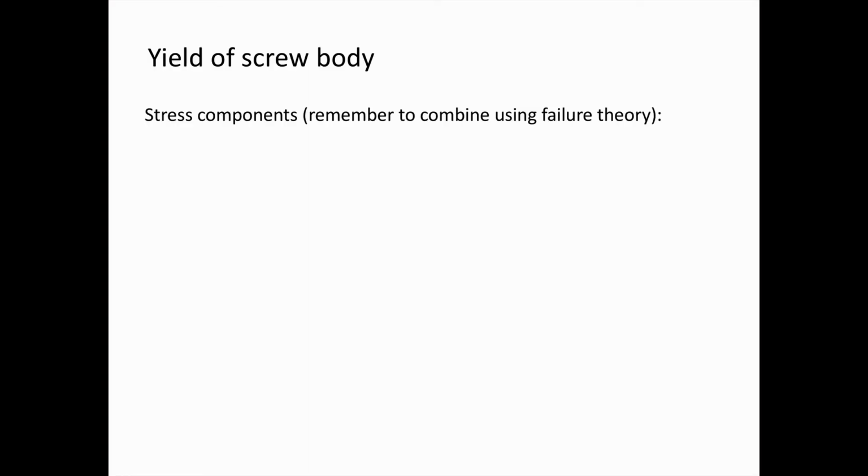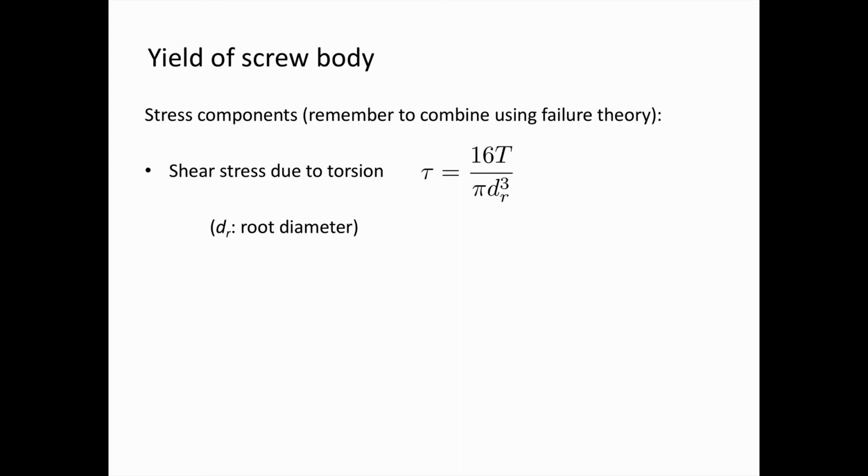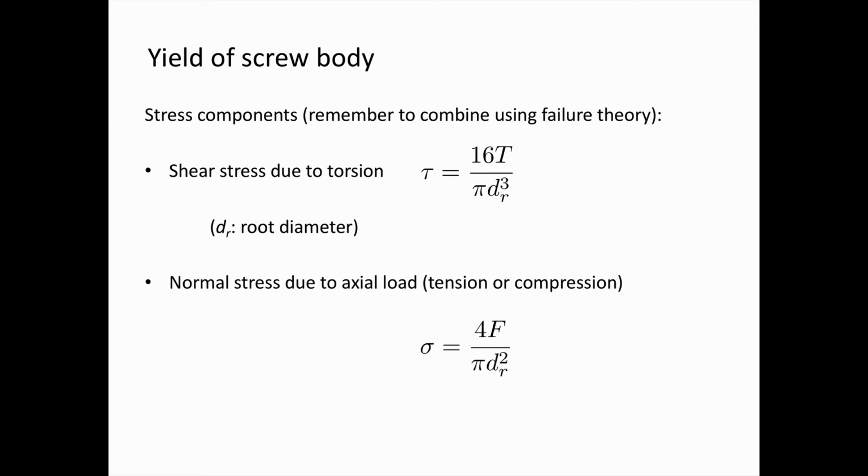Okay, let's go through a few important power screw failure modes. One is yield of the main screw body. There are multiple stress components that you will need to combine using some failure theory, for example, the distortion energy failure theory. One component of stress is this shear stress in the main screw body due to torsion on the screw. And that shear stress, that's going to be equal to 16 times the torque present in the screw divided by pi times the root diameter cubed. Now, recall the root diameter, that's the diameter if we're measuring from the very base of the threads.